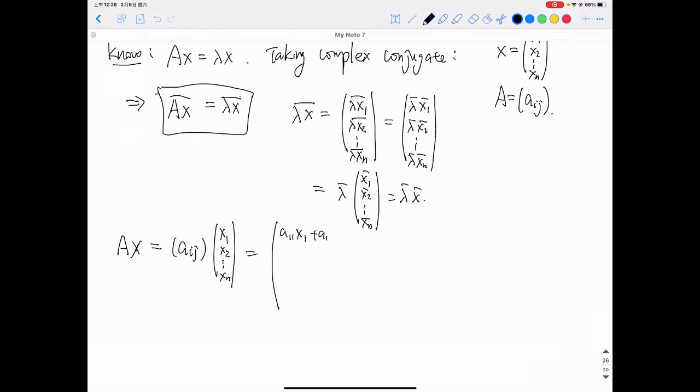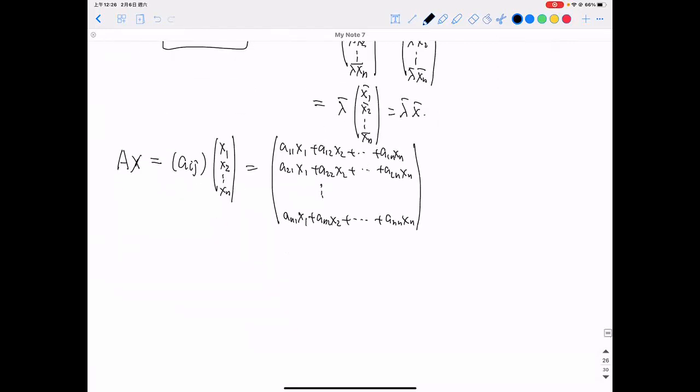a11 x1, a12 x2, a1n xn, a21 x1, a22 x2, a2n xn, an1 x1, plus an2 x2, ann xn, like that. Okay, so this is Ax.